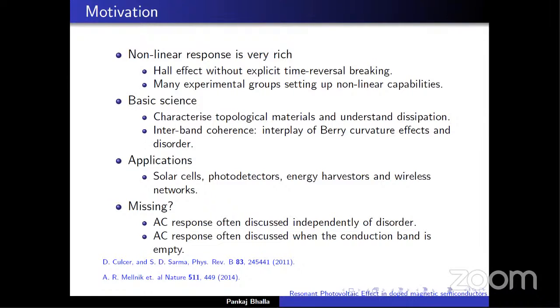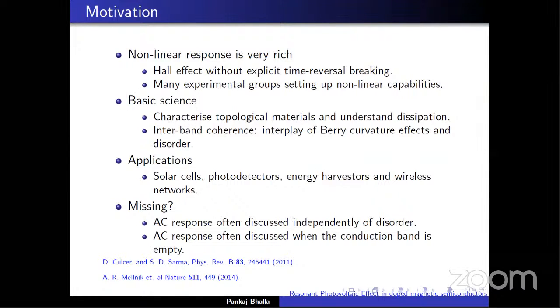From the basic science perspective, nonlinear responses characterize topological materials, and have a connection with topology and interband coherence, which means that due to the transition of carriers from the valence band to the conduction band, there is a play of Berry curvature effects and disorder. From the application perspective, these studies are also important because of their direct connection with energy harvesting, solar cells, photodetectors and wireless networks.